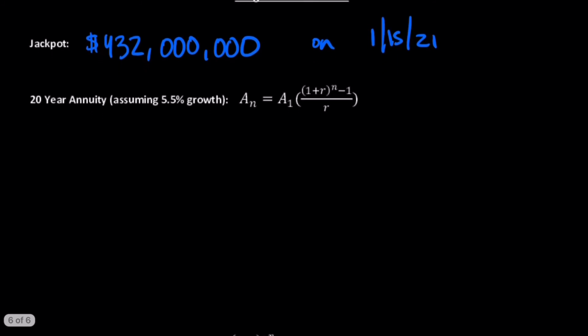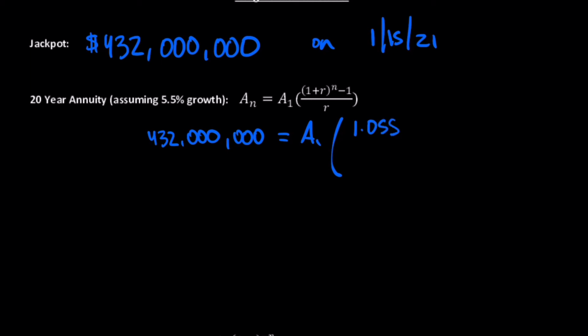So to do that, I'm going to take this 432 million and put it in for A sub n. If you want that to be the amount in your account after 20 years, how much do I need to put in my account every year? So that's A sub 1. I don't know what that is. We're going to solve for it. So if my interest rate is 5.5%, this will be 1.055 to the 20th minus 1, all of that over 0.055.